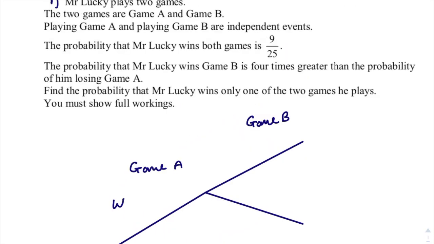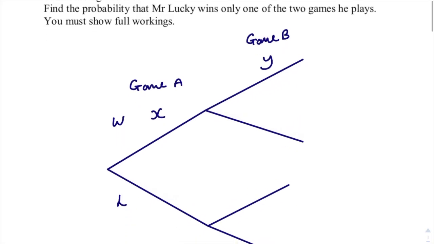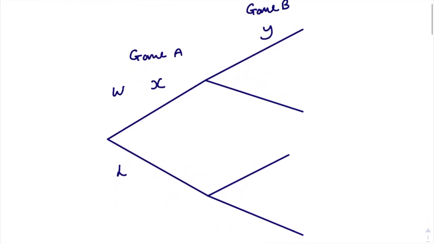So we don't actually know what these probabilities are. So let's introduce two variables. A variable for the probability of winning Game A and another variable for the probability of winning Game B. So let's say that the probability of winning Game A is represented by the variable X, and the probability of winning Game B is represented by the variable Y. So that means the probability of losing Game A would be 1 minus X, because those probabilities add up to 1. And then the probability of losing Game B would be 1 minus Y. Probability of winning Game B would be Y, and probability of losing would be 1 minus Y.